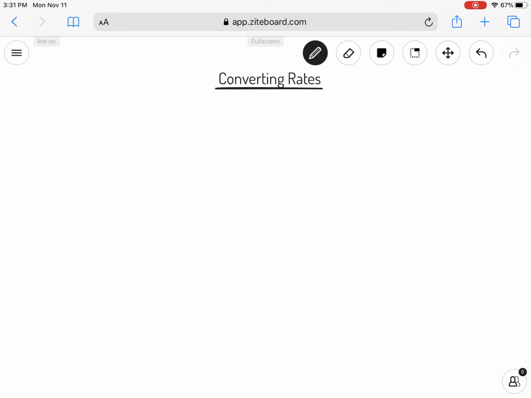So we want to talk about converting units or units of measure and using that to convert rates. Some of the easiest things to do is when we're just converting from one unit of measure to another. So for example, we want to go from four pounds to kilograms.